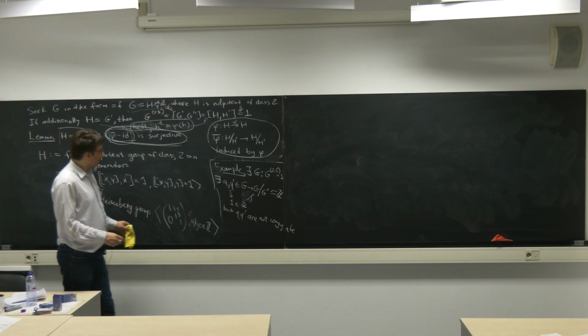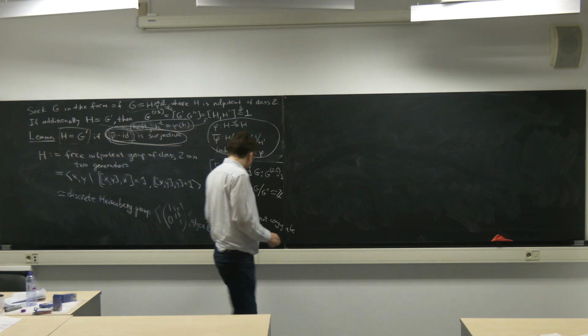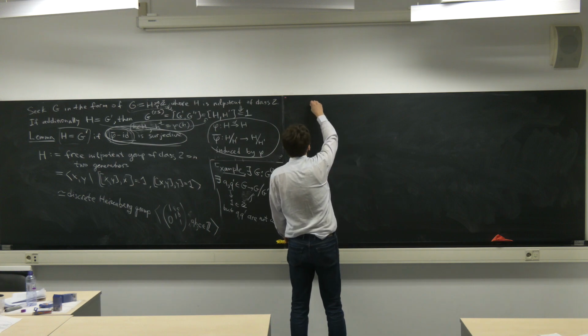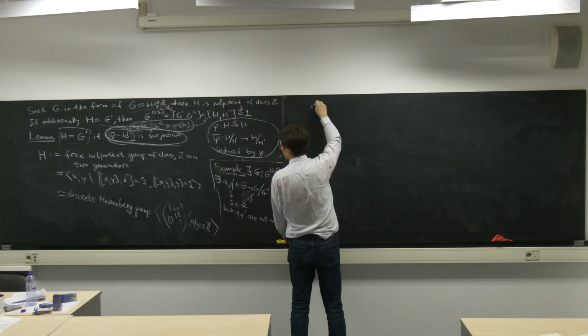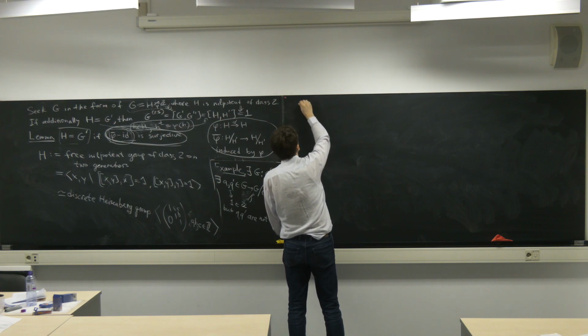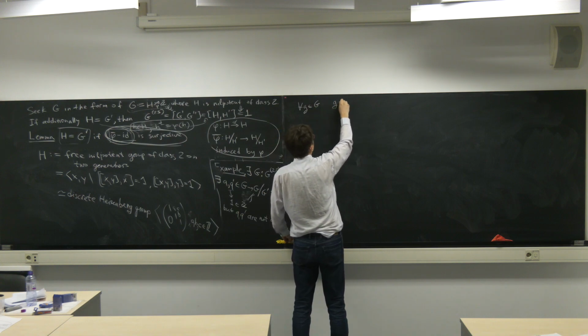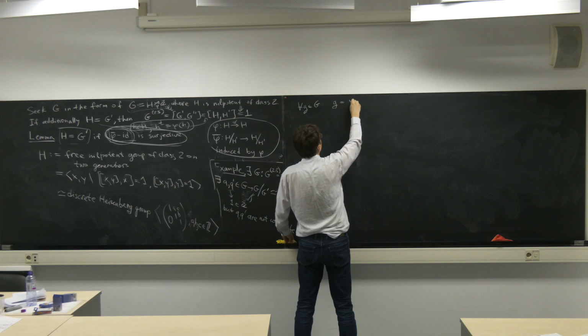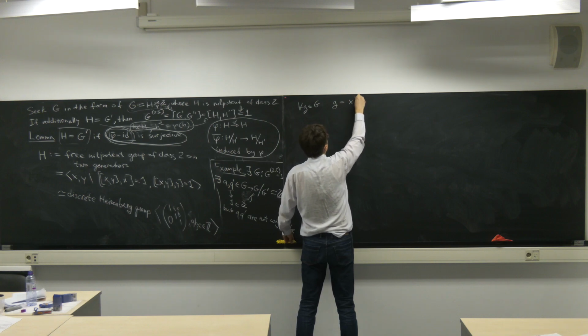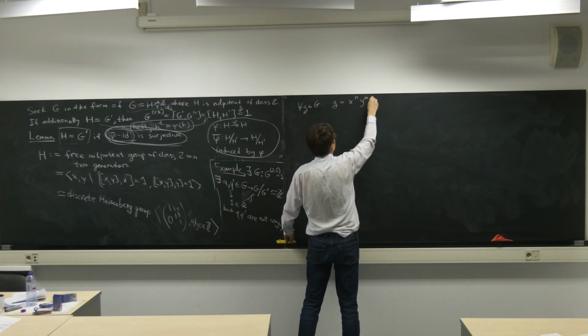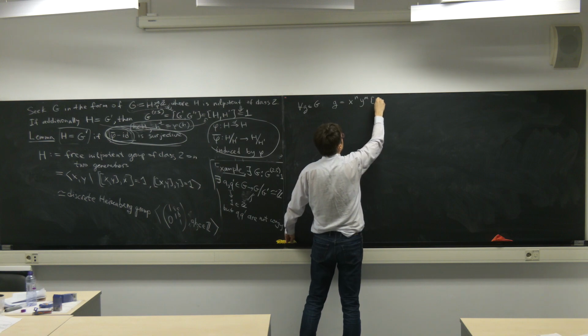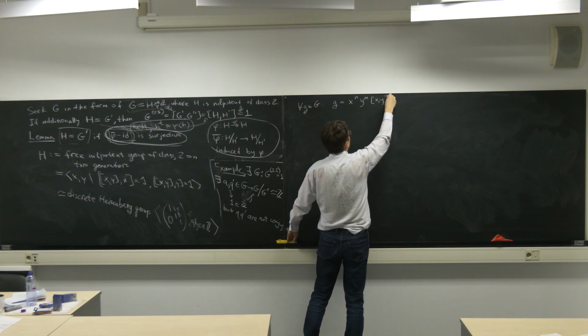And what is the multiplication law in this group? So first of all, I have to say that every element of this group has the following form: x to some power n, y to some power m, and then the commutator xy to some power k.